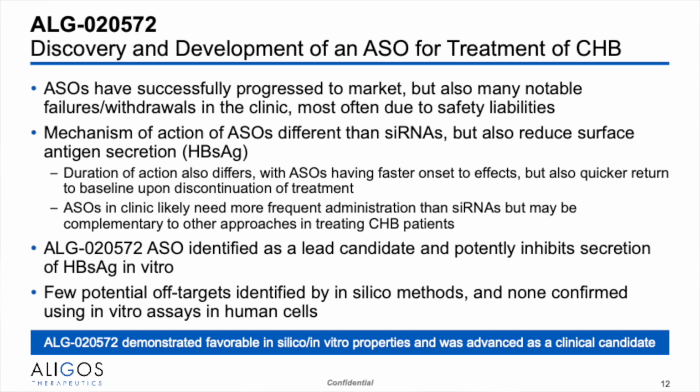So switching gears a little bit here, we also had an approach to look at antisense oligos for that. ASOs have been in the market. They were actually in the market before siRNAs, but there have been a lot of failures and withdrawals in the clinic, mostly due to safety liabilities. The mechanism of action of ASOs is different than the siRNAs, but it also reduces this surface antigen secretion just as the siRNAs do. We wanted to go after both approaches here.